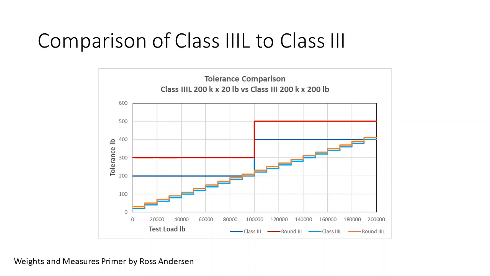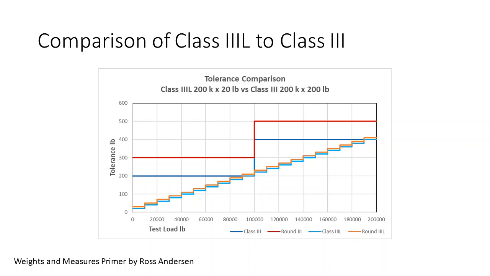The Class 3 needs to be tested at 500E or 100K. The plus tolerance for Class 3 is the dark blue line, and for Class 3L, the light blue. Notice the red line showing the 100-pound rounding of the error for Class 3, and compare that to the orange line showing the 10-pound rounding of the error for Class 3L. Did the authors really intend that an error of 300 pounds at 100K passes for Class 3, but an error of 211 pounds fails Class 3L?